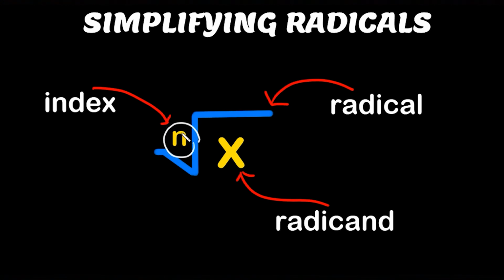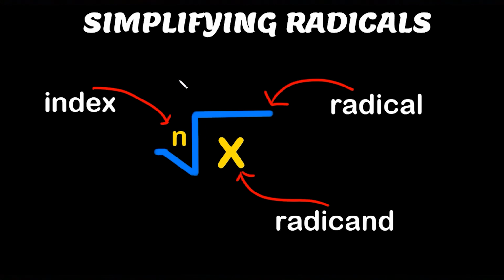Then we have our radical, which is the check mark looking thing. And underneath the radical, we have the radicand. Okay, that's our actual value. So the thing that you have to understand here is that a square root is a radical. Okay, it's a type of radical. And a square root will always have an index of 2.